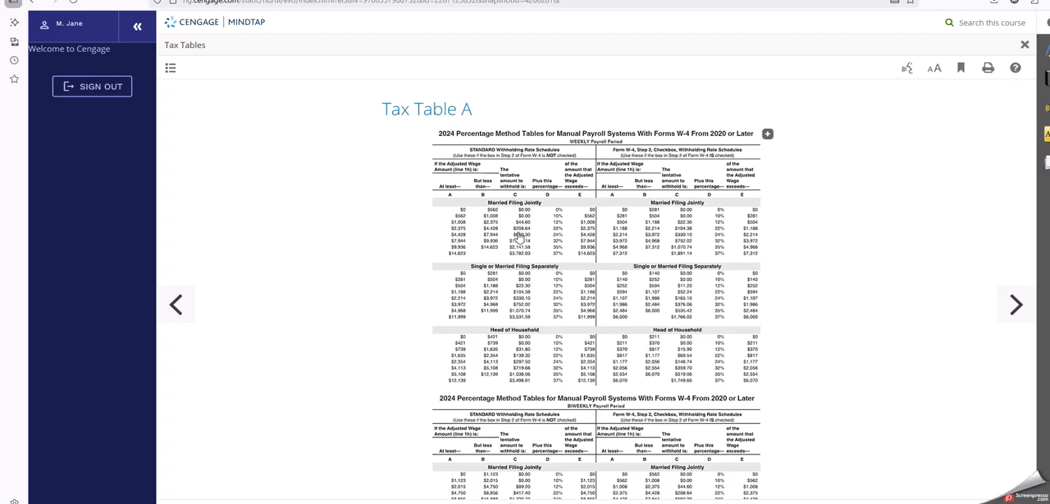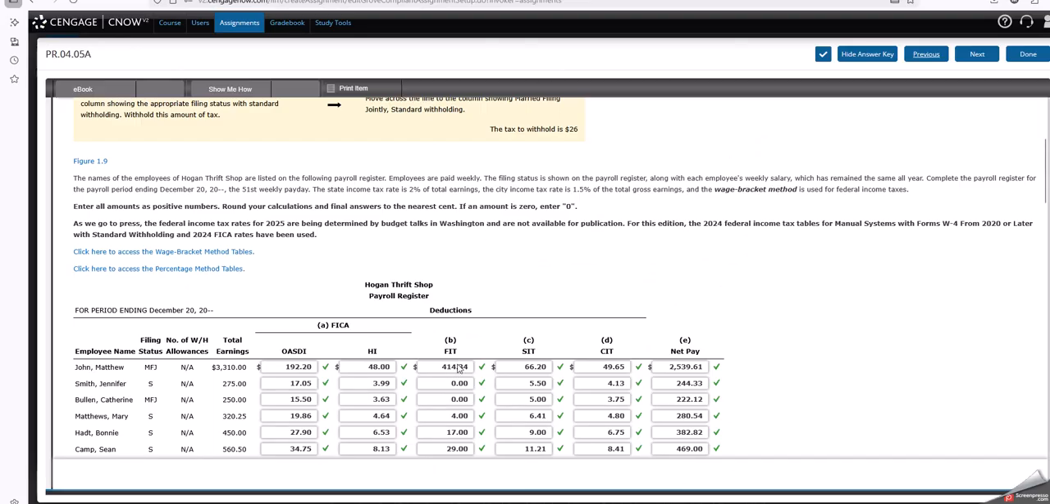So $3,310 minus $2,375 leaves us $935 times 0.22, and that is $205.70. So then don't forget though, we add that back to the $208.64 that they give us right there in the table. And then that total is $414.34. So that's how they came up with that.